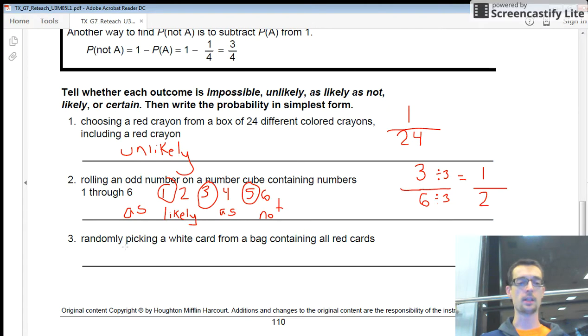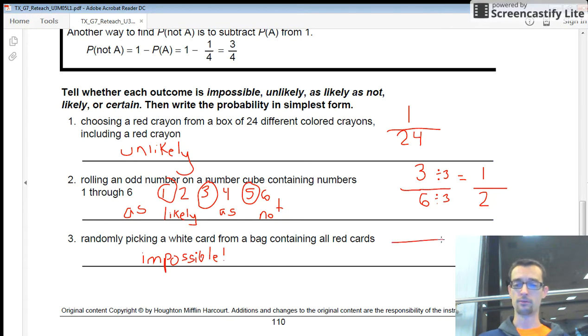And last one, number 3. The probability of randomly picking a white card from a bag containing all red cards. Wait, getting a white card and your bag only has red cards in it? That's impossible. You can't get a white card out, there aren't any. That's impossible.